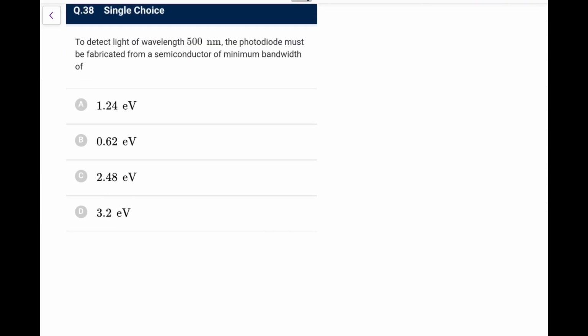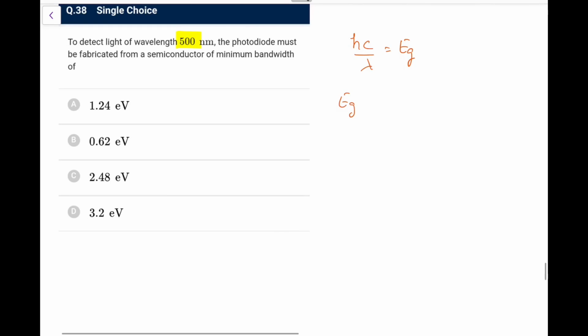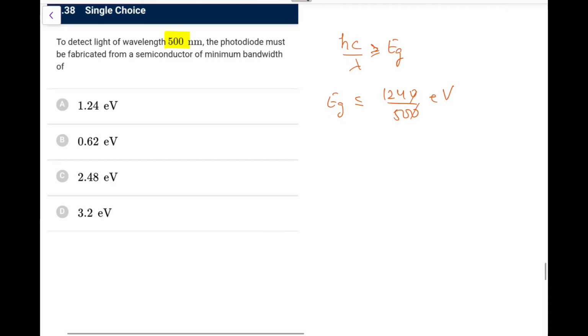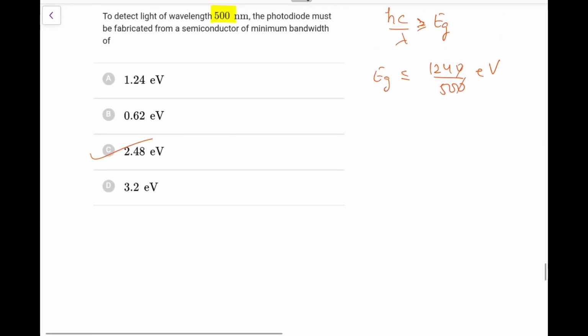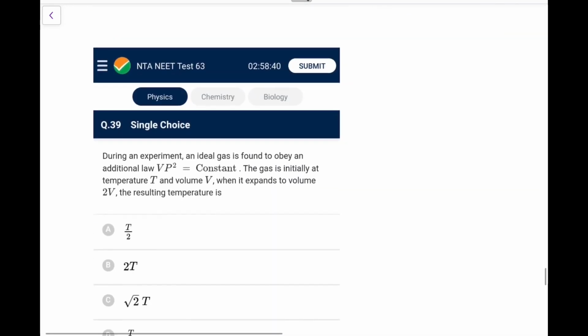38. To detect light of wavelength 500 nanometer, the photodiode must be fabricated. So to detect, the photon energy should be equal to or greater than the band gap. So the band gap value, that is hc by lambda, is approximately that. So the minimum band gap should be such that Eg should be less than or equal to 1240 upon 500 eV. You can do 124 by 50 or 12.4 by 5, it would be around 2.48. So this would be the minimum band gap, whatever you can write it like.